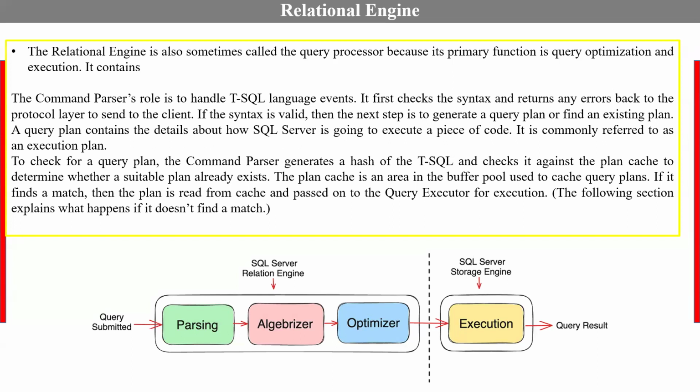So if a plan is not available, your command parser will parse the request, start binding it, and prepare the query tree. It won't prepare the query plan, it will prepare the query tree. Once the query tree is ready, it goes to the optimizer, and your optimizer will start preparing the execution plan.